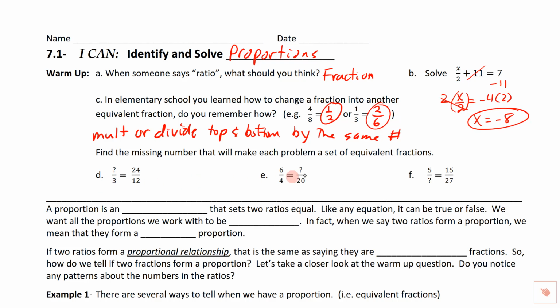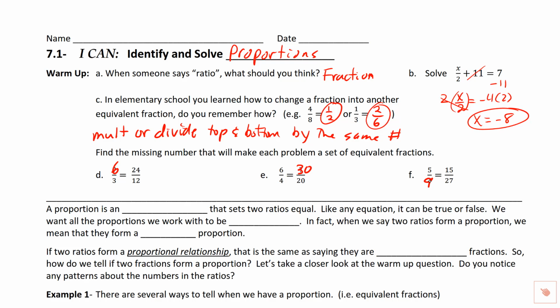And then for the next couple it says find the missing number that will make each problem a set of equivalent fractions. So if you're pretty good at these, you might already know how to do this. I'm going to go ahead and fill in the numbers here. This one's going to be a 6. And if you want to take a pause and see if you can figure out what these other ones are, that would be fine. This next one here is going to be a 30. And then the last one over here might be the most difficult one of these. It ends up being a 9.